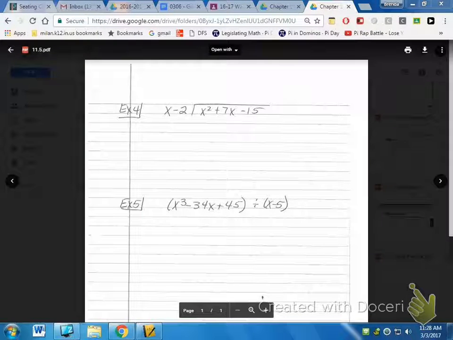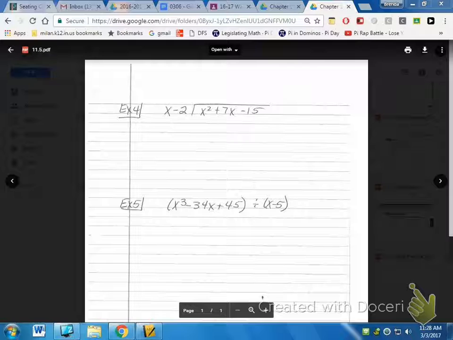This is 11.5, dividing polynomials. We are ready for example 4, which is x squared plus 7x minus 15 divided by x minus 2. So again, there's nothing I'm going to be able to multiply by that I would end up writing something in this first spot. That's never going to happen.